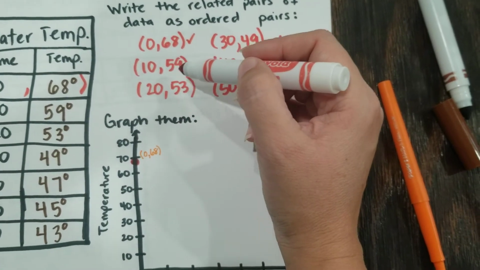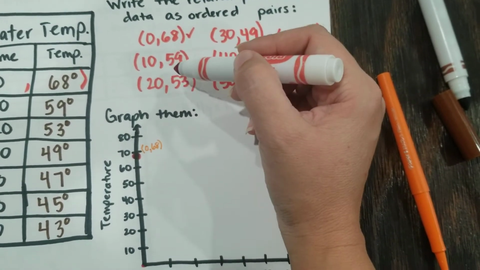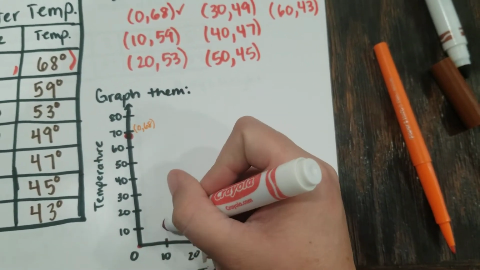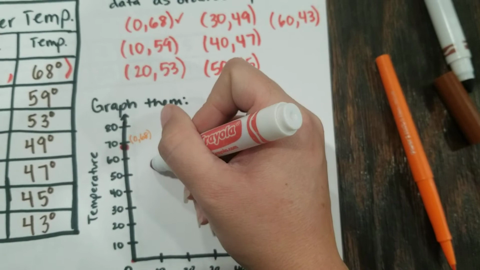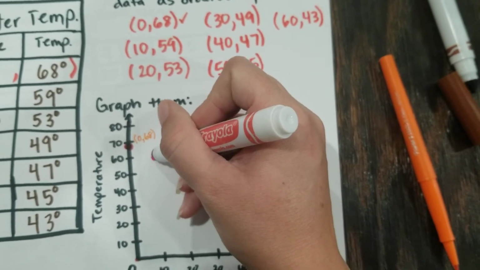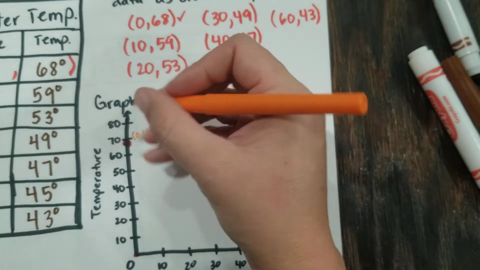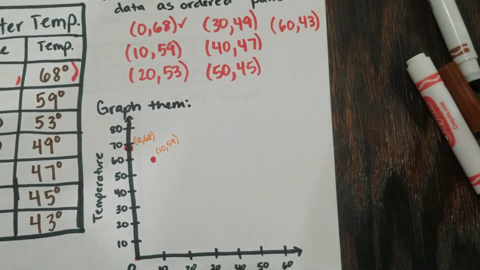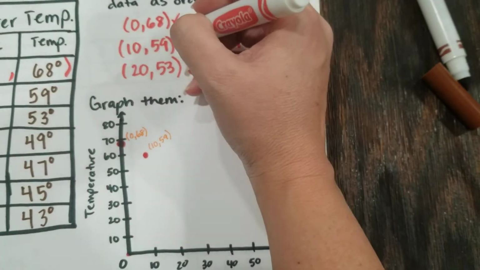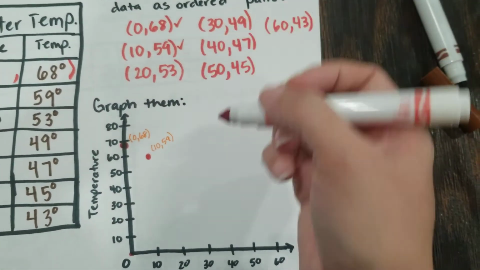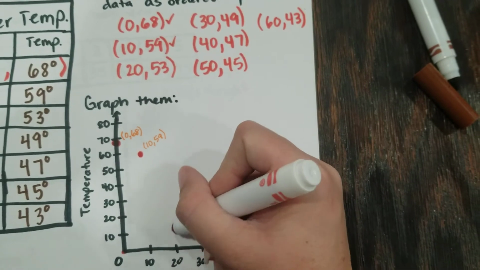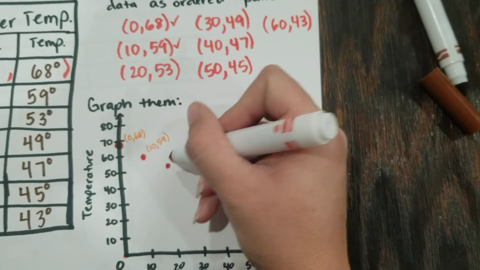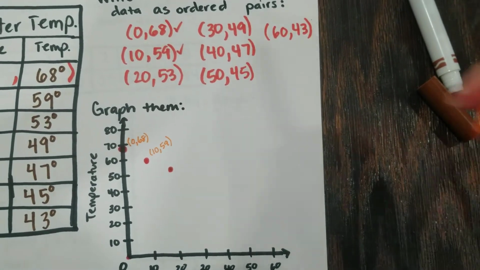And the next one is 10, 59. So we're going to go over 10, up 59. So over 10, so starting at 0, over 10, up 59. 59 is going to be right underneath the 60. It's about right there. And then I'm going to label it 10, 59. Okay, check. The next one is 20, 53, so over 20, up 53, so it's going to be above the 50, about right there. 20, 53.